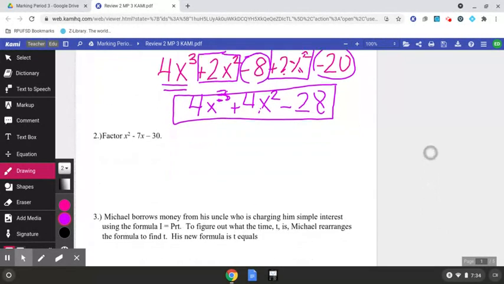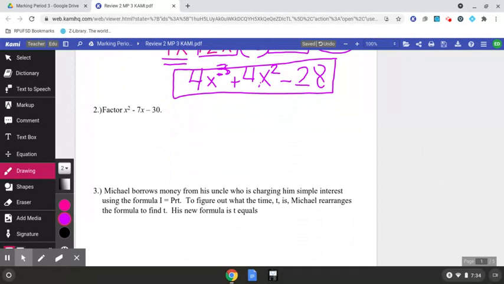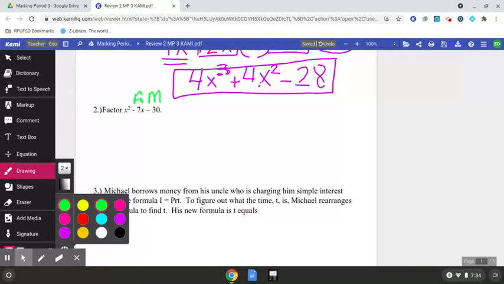Okay, number 2 talks about factoring, and we have x squared minus 7x minus 30. When we look at that, we have 1, 2, 3 terms. When we see 3 terms and we are asked to factor, we are going to use our AM method. It's the only kind of factoring we can do with 3 terms.